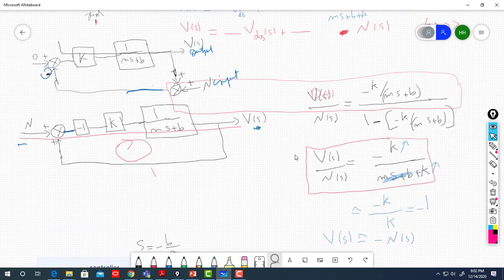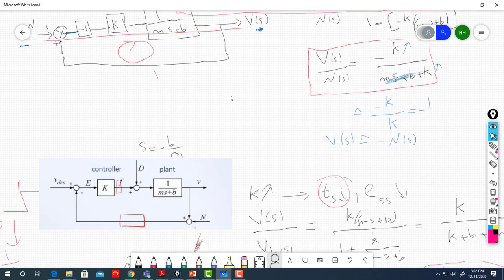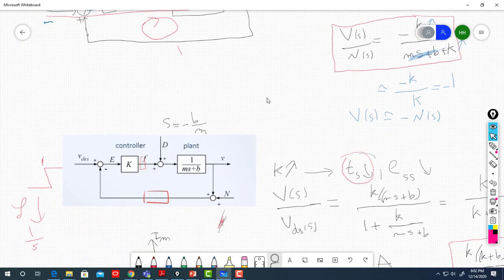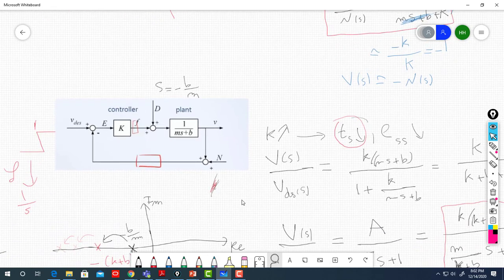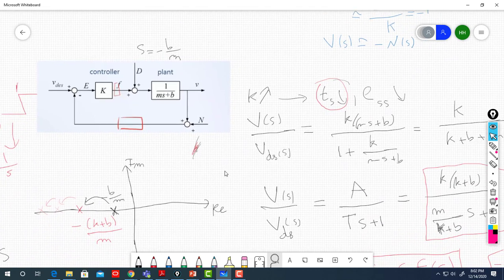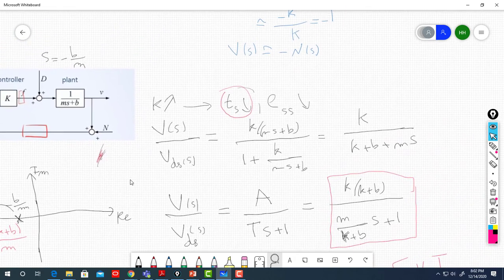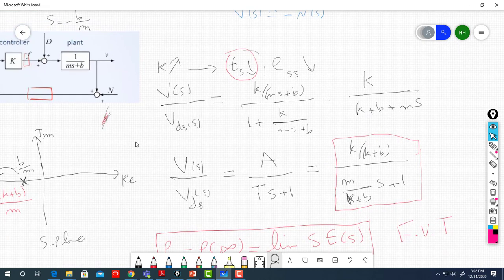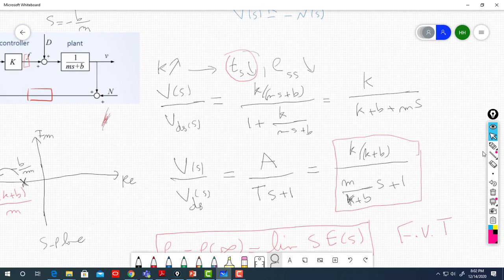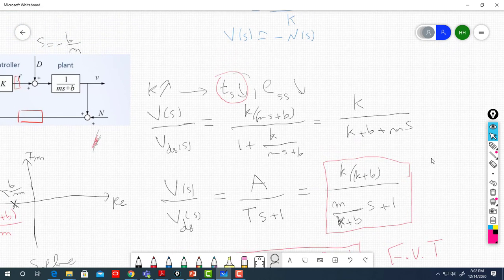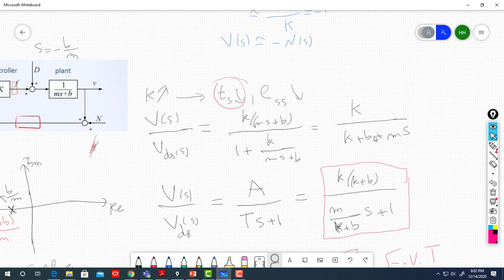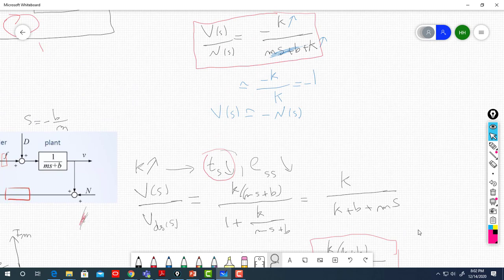So I was determining V over N actually in this exercise. Also I determined V over V desired. You look here, it's a very important thing. V over V desired is how it looks, K over K plus bMs. So this is the standard basic form of a first order system, and V over N.